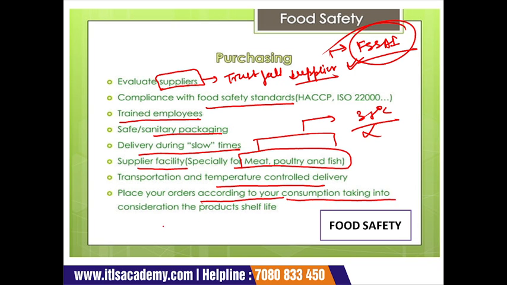Place your order according to your consumption, taking into consideration the product shelf life. See, when you are ordering something, you have to assess the rate of consumption. Like milk: milk has a 48-hour or 2-day shelf life. So you have to order your product considering this shelf life. The product that has a long shelf life, you can order in bulk. But the product that has a shorter shelf life should be ordered according to your need.